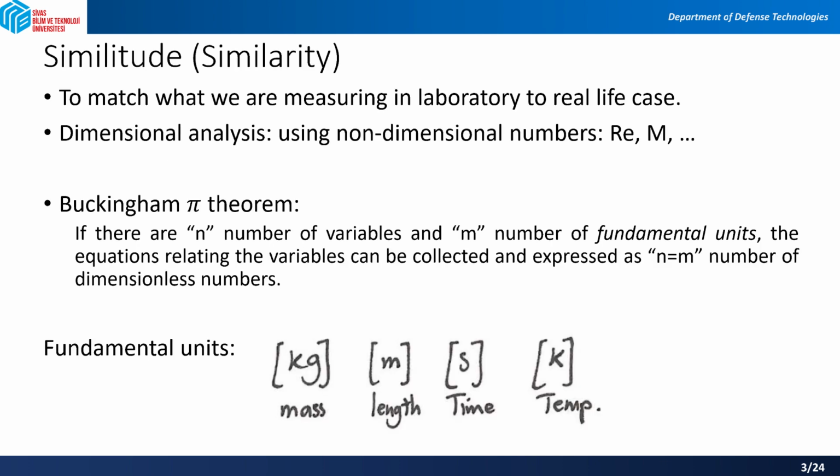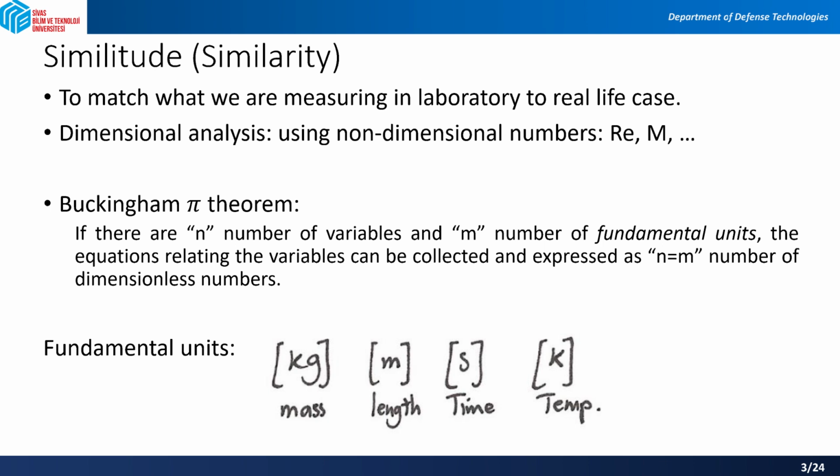Why do we use similarity? We use similarity or similitude to match what we are measuring in the laboratory to the real-life case. And in order to do this, we do the dimensional analysis. In your fluid mechanics course back in your bachelor's, you remember this dimensional analysis, and there you were using some non-dimensional numbers like Reynolds number, Mach number, etc. There, what we were using was the Buckingham pi theorem, if you remember this theorem.